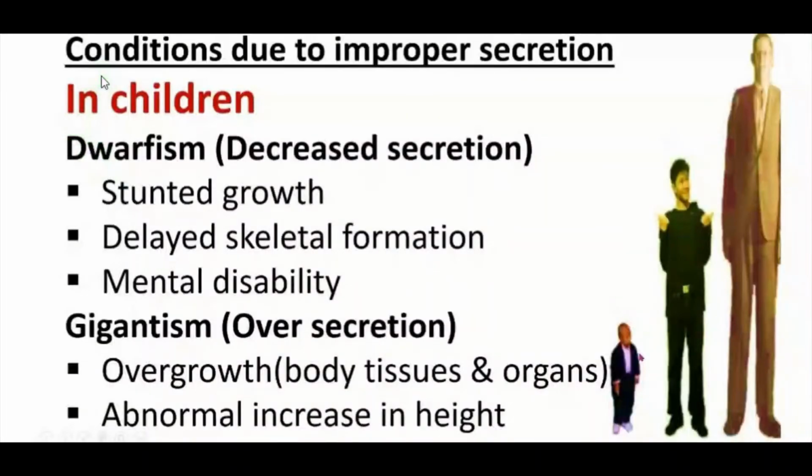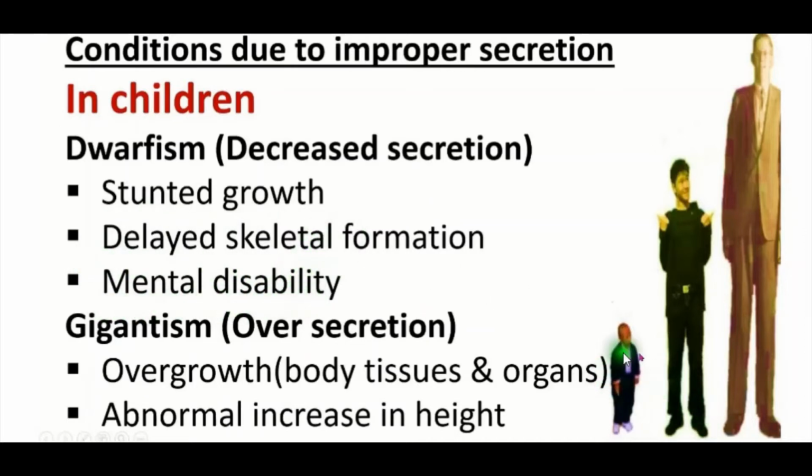Improper secretion of growth hormone leads to some disorders, which mostly affect children. Two disorders. The first one is dwarfism, caused by decreased secretion of growth hormone. The characteristic features are stunted growth, delayed skeletal formation and mental disability. Stunted growth means the growth rate is reduced. Delayed skeletal formation means bones cannot form properly.